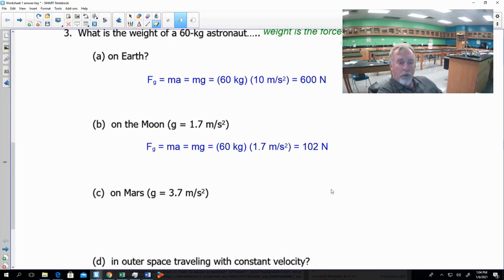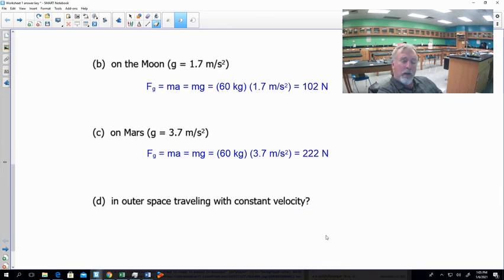How about if we have an astronaut on Mars? Again, it's the same kind of thing. We're going to find our force. We're asking for weight, that's our force due to gravity. What's our mass here? It's 60 kilograms. What's our gravity on the surface of Mars? It's 3.7 meters per second squared. And so if our astronaut was on Mars, she would weigh 222 newtons.